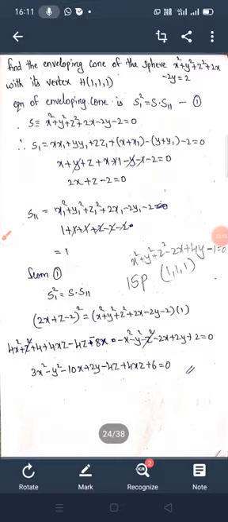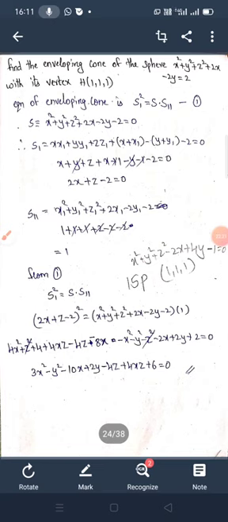The point is given (1, 1, 1). In place of x1, y1, z1 we substitute the values 1, 1, 1. Then we get x into 1, that is x, plus y into 1, that is y, plus z into 1, that is z, plus x plus 1 minus y minus 1 minus 2 equal to 0. Now minus y plus y get cancelled, plus 1 minus 1 get cancelled. Now we get the value 2x plus z minus 2 equal to 0.